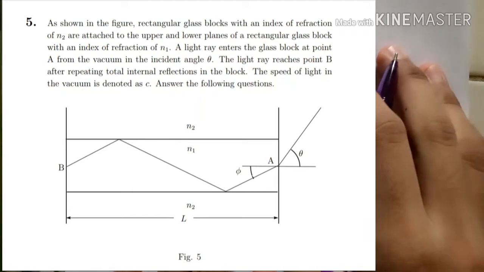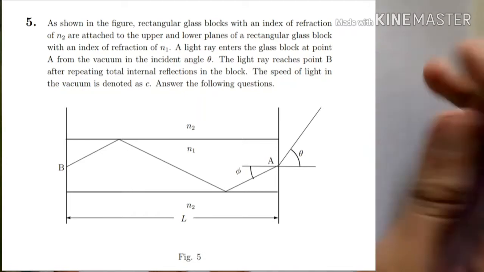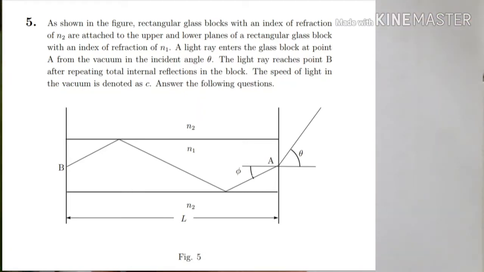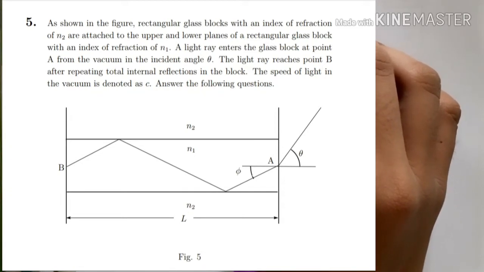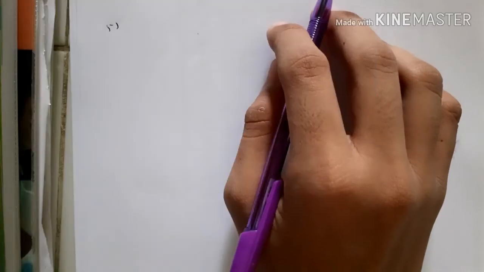Welcome to this Gakubu Physics 2016 part 5. There's an optics question there. As shown in the figure, rectangular glass blocks with an index of refraction of n2 are attached to the upper and lower planes of the rectangular glass block with an index of refraction of n1. A light ray enters the glass block at point A from the vacuum at an incident angle of theta. The light ray reaches point B after repeating total internal reflection in the block. The speed of light in the vacuum is denoted as c. Answer the following questions.